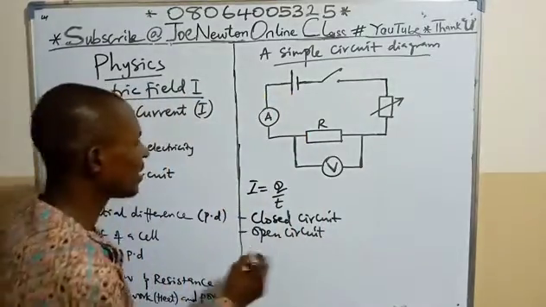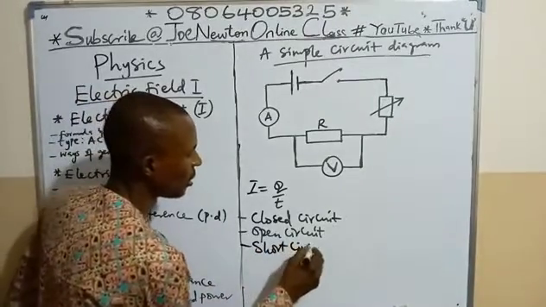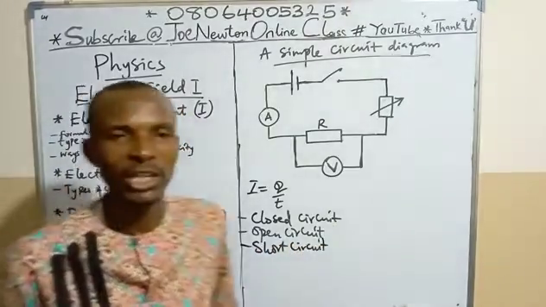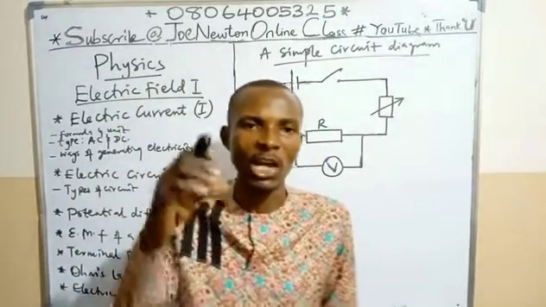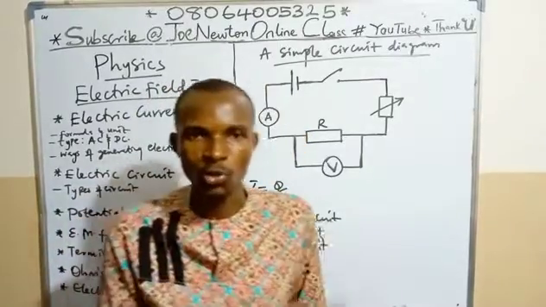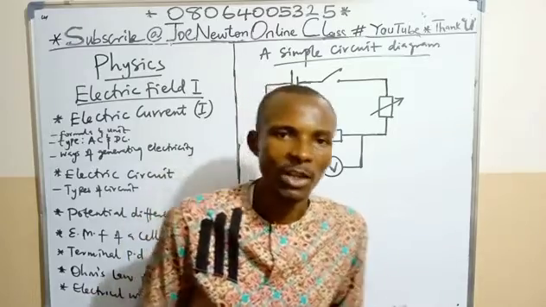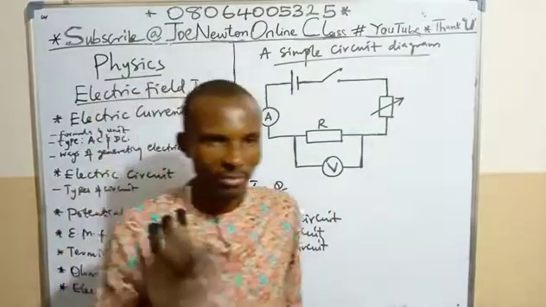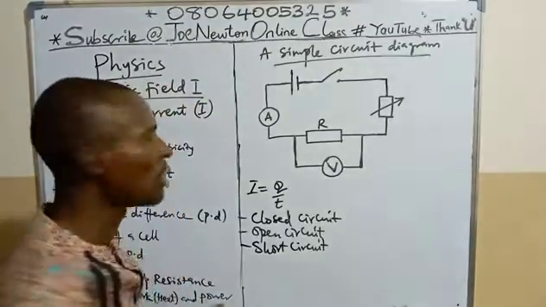Good. We still have another third one, which is short circuit. What do you mean by a short circuit? A short circuit is a complete circuit, that is a closed circuit without load. When a circuit is closed without external load, it is called a short circuit. And it is not good. It is not advisable because it drains the what? The source of power supply.